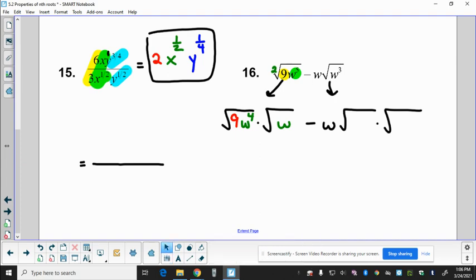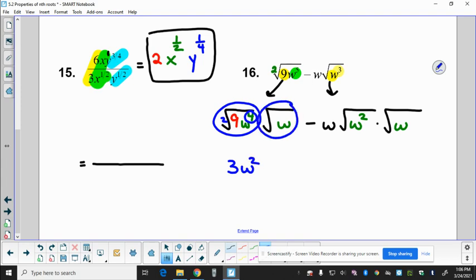Now I'm going to go over here and look at w to the third. Same thing goes. 3 is not divisible by 2, but w to the second is, and there's w to the first. That makes w to the third. So let's see what we get here. Square root of that would be 3, and then 4 divided by that 2 is 2.